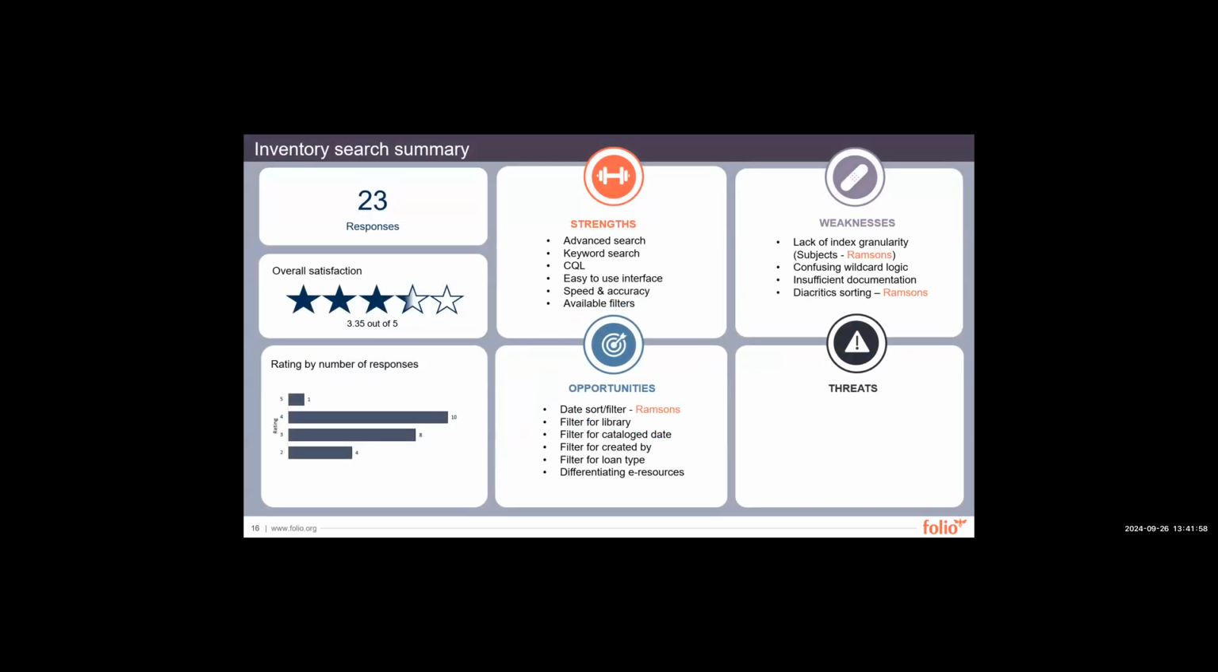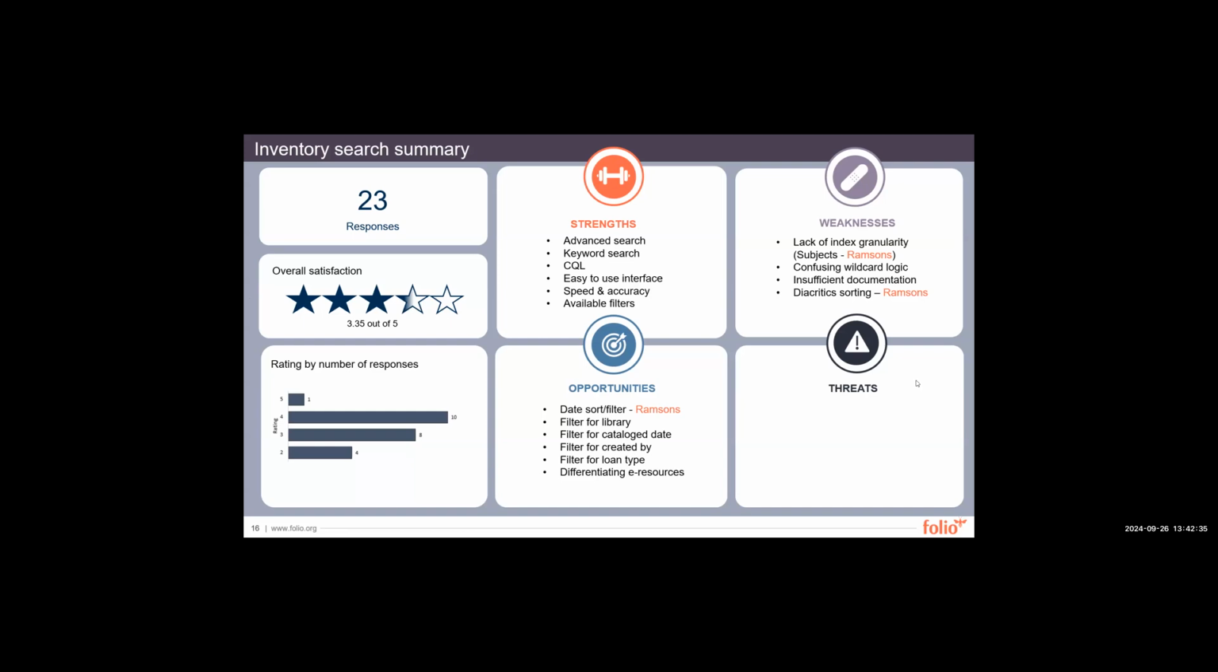Now I'm going to go into a summary of each of these areas. So first, we're going to start with inventory search. In the upper left-hand corner, you may see that we had 23 responses in this area. There was an overall satisfaction rating of about 3.35 out of 5. On the right, I have grouped the feedback based on whether we can consider it a strength, a weakness, an opportunity, or even a threat. By threat, I mean a major flaw that makes it challenging to perform a workflow or even impossible.